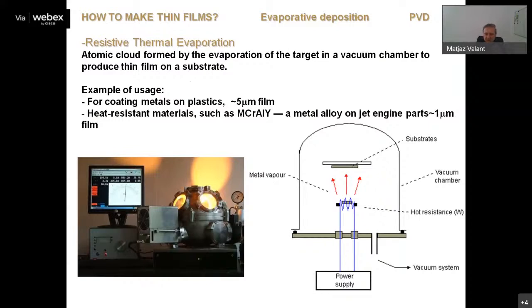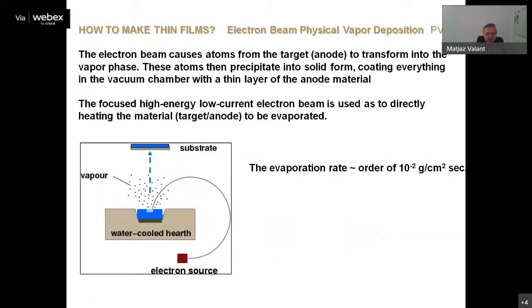It's pretty much a simple method, especially for smaller samples, but also it can be upscaled for bigger samples, and that is used quite a lot in the industry, in the plastic industry. The same thing is electron beam PVD. Here we are not using the resistive heating, but we are using an electron beam to make a material go from solid into the vapor. And the rest, again, is pretty much the same.